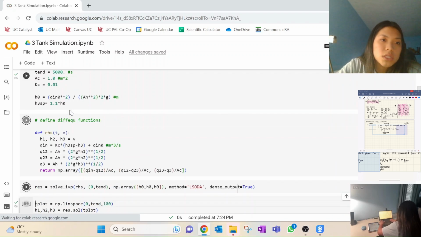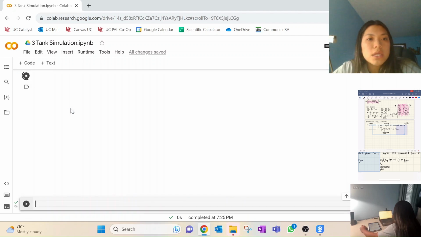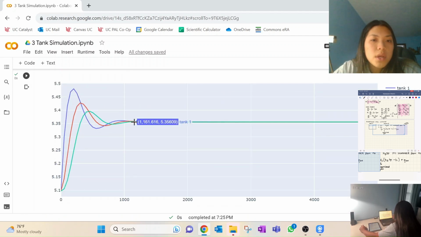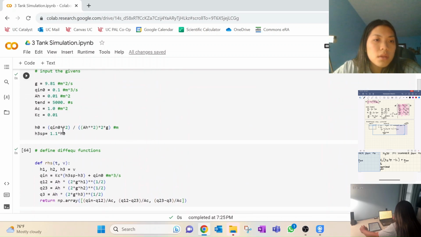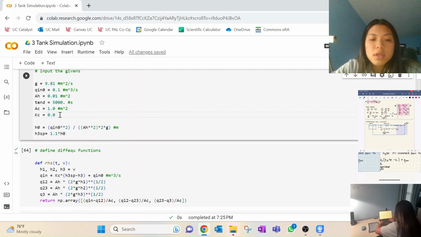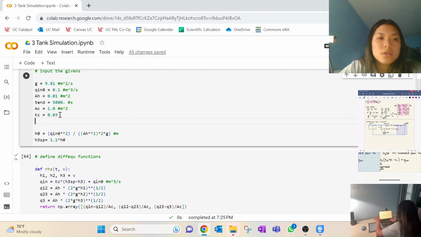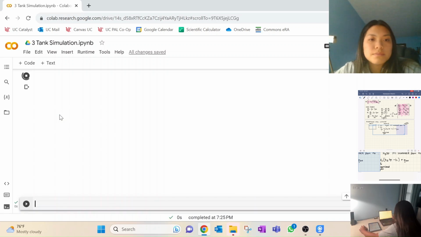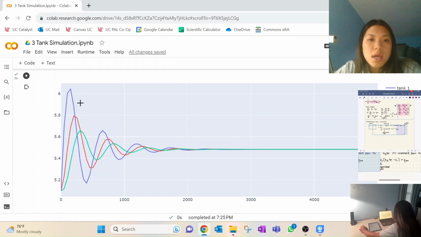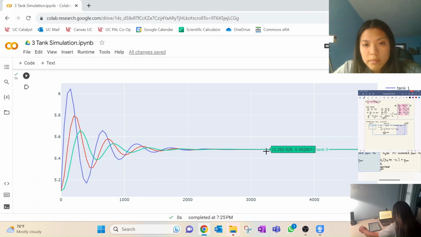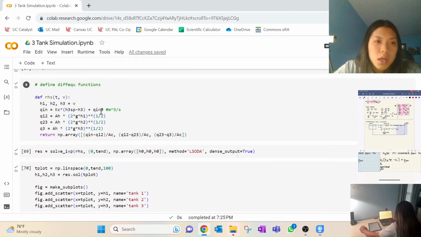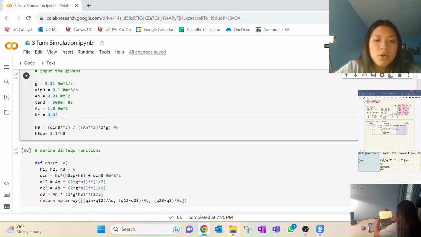So let's just increase it to 0.01. See what we get here. Okay, 5.3, a little closer to the set point. We're looking to get to 5.6, so let's try 0.03. And now it's oscillating quite a bit, but we are still reaching a steady state eventually, but it's at 5.4. So let's try 0.05.